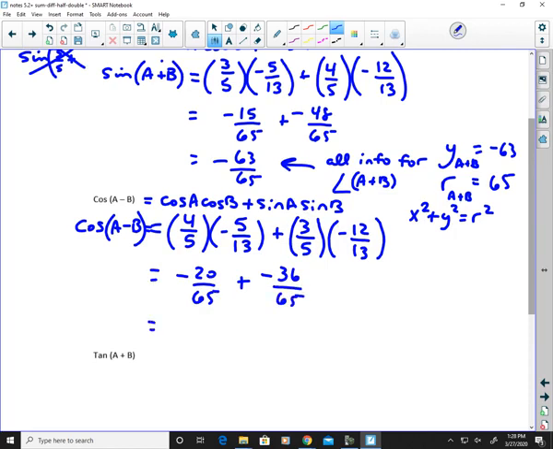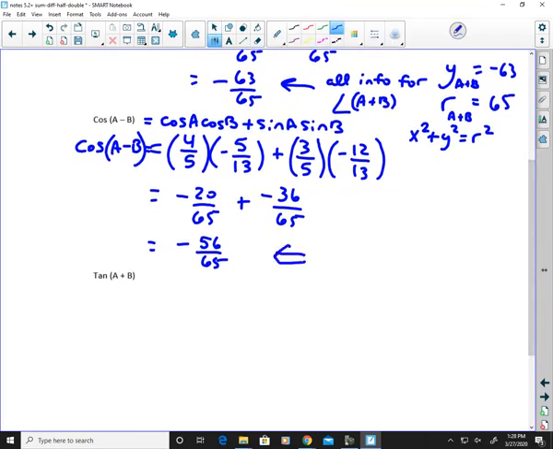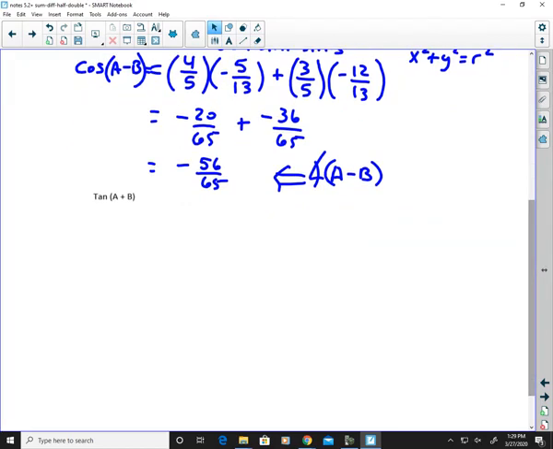And I get negative 56 over 65. And again, because it's a cosine, that would be the x for an a minus b angle. This would be all the info for that a minus b angle. That would be all the information for it. You could write other ratios as well.